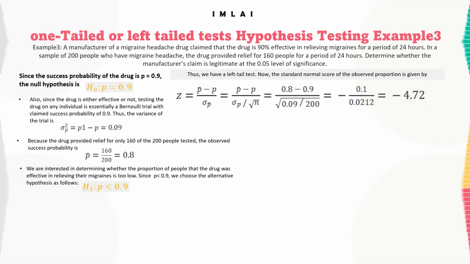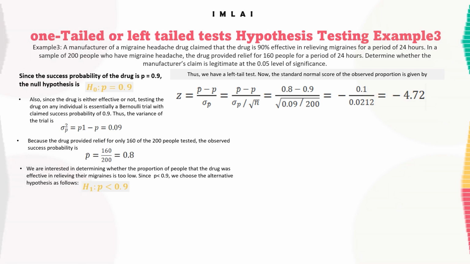So the standard normal score of the observed proportion is given by 0.8 minus 0.9 divided by the standard deviation divided by the square root of the sample size. So it computes to minus 4.72. That's the standard normal z-score of the observed proportion, minus 4.72.